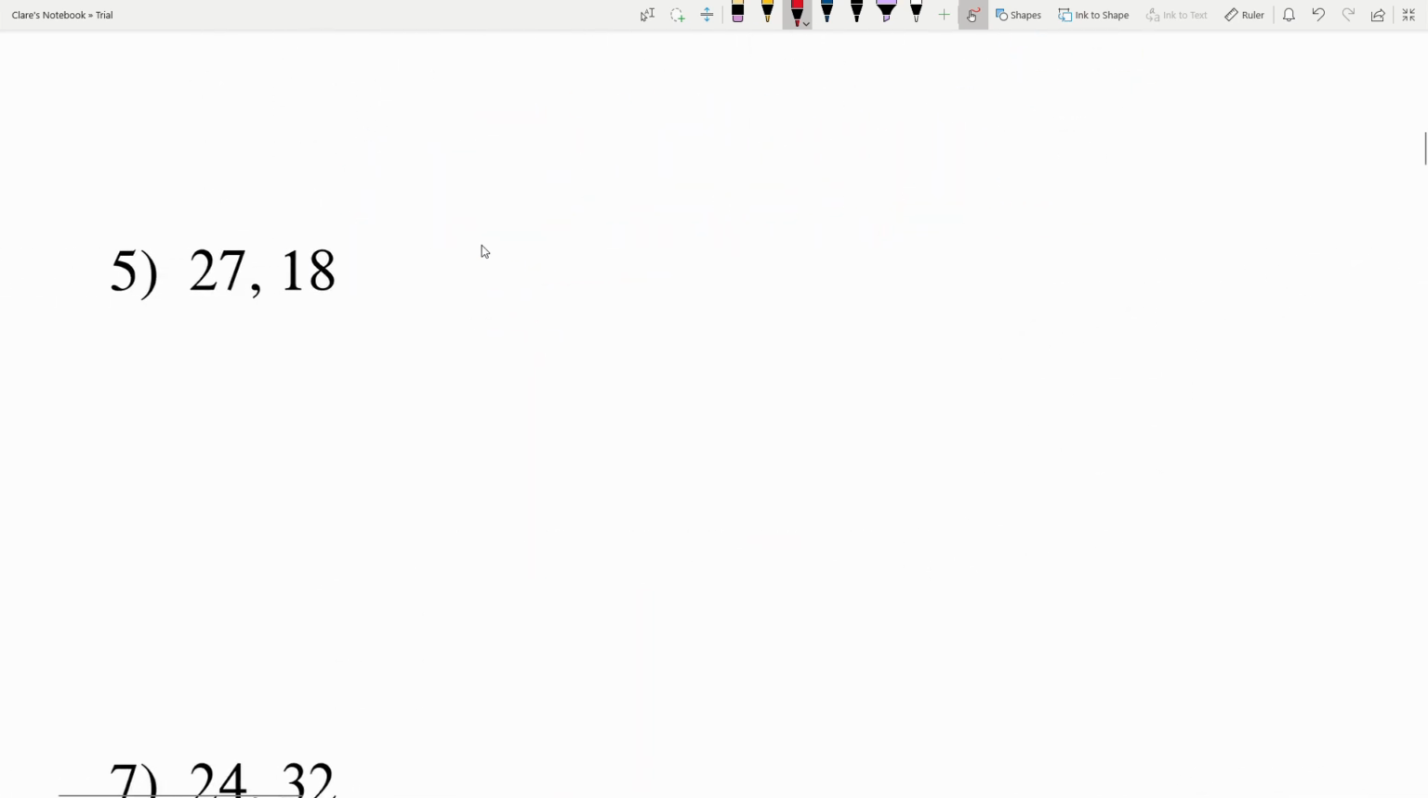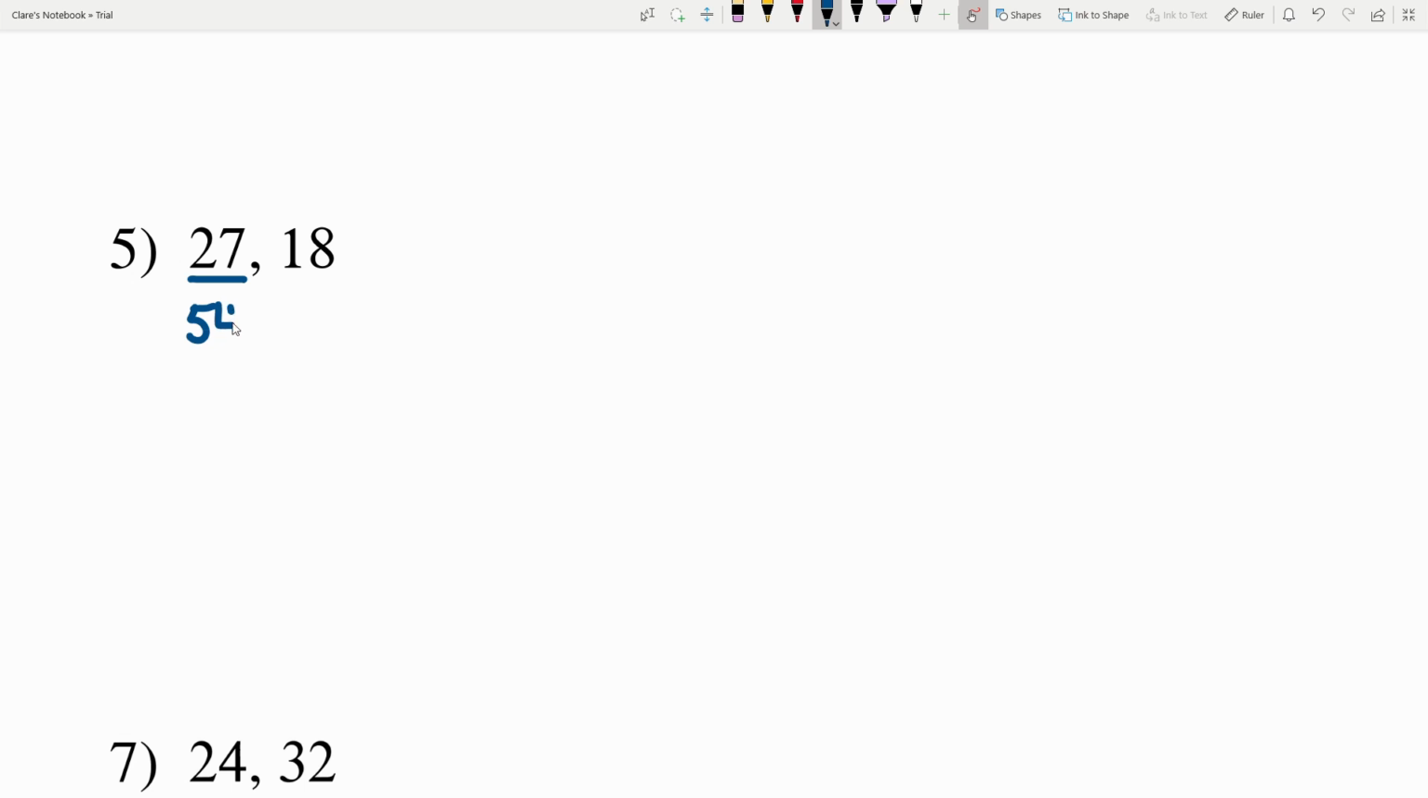In number 5, we have 27 and 18. I know 18 does not go into 27, so let's see the next multiple of 27. 27 times 2 would be 54. Does 18 go into 54? Yes, it does. 18 times 3 gives us 54. Therefore, 54 is the least common multiple.